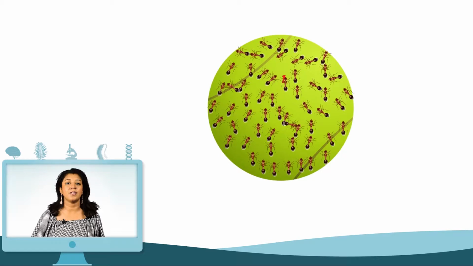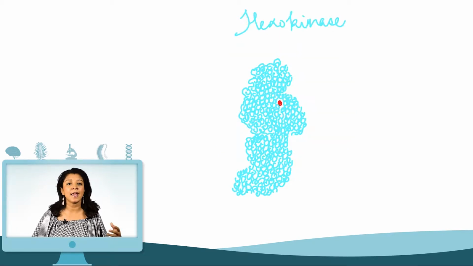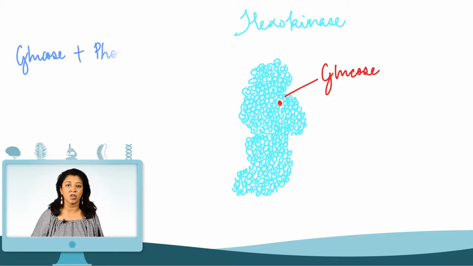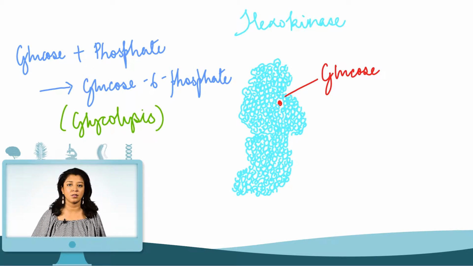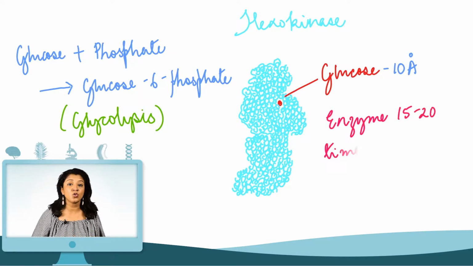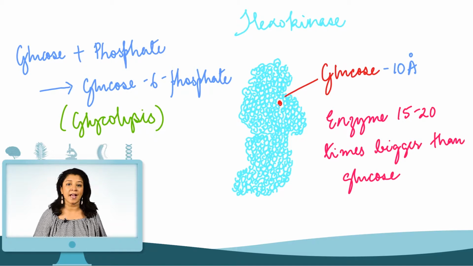Okay, let's go back to the enzymes. Let's take the enzyme hexokinase as an example. This is an enzyme that uses glucose as a substrate, and it adds a phosphate group to the glucose molecule to form glucose 6-phosphate in the first step of glycolysis. Now the actual size of a glucose molecule is about 10 angstrom. But what do you think the size of hexokinase is? Yes, it is at least 15 to 20 times greater than the glucose molecule. What is shown here is an actual representation of their relative sizes.